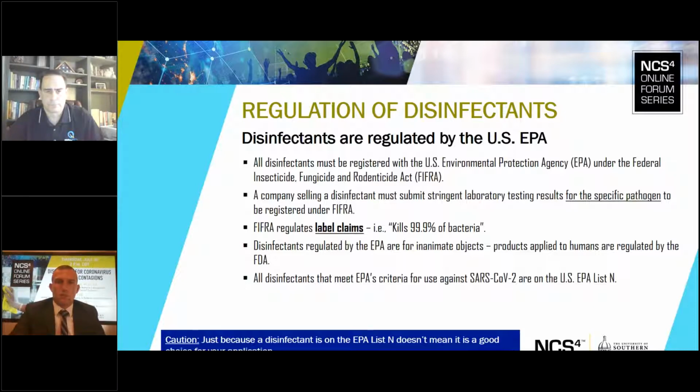And this law regulates what's called label claims. So if you see a product, for example, that says kills 99.9% of bacteria, they cannot make that claim unless they've submitted their data to the EPA and the EPA has actually approved that. And this is really important nowadays, especially because there are companies out there that are selling unregulated products that are claiming things that are outside of their label claims that are approved by the EPA. So as you choose a disinfectant, it's very important to understand the EPA registration and if the claims that they're making are actually approved by the EPA.